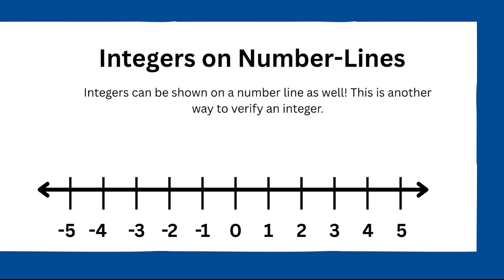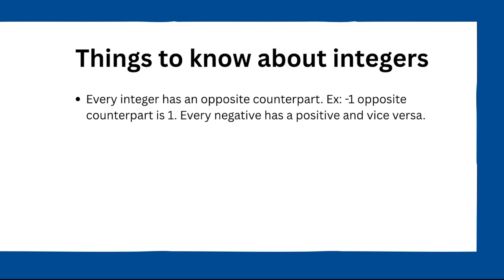This number line could go on for infinity. It can even go up to the billions, as long as it's a whole number without a decimal or fraction. It has to be a whole number. Now, there are some things to know about integers. As I said previously, every integer has its opposite counterpart. For example, -1 is the opposite of +1. Every negative has a positive, and every positive has a negative.